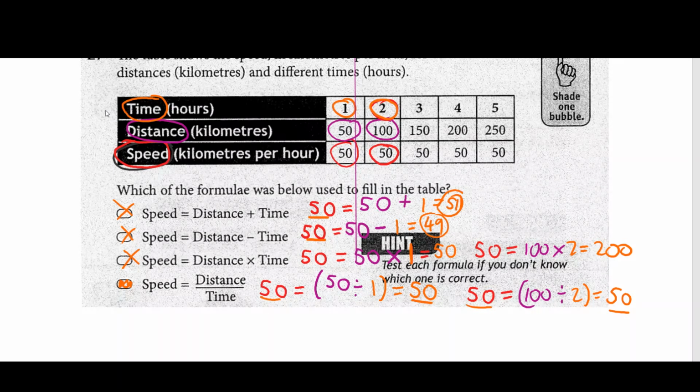So we can even use it for the fifth one here. So the speed is 50 in this last one. So 250 divided by 5 gives 50. So it works.